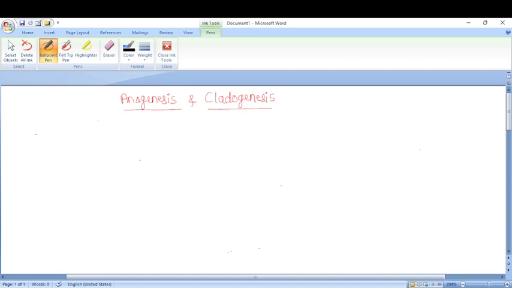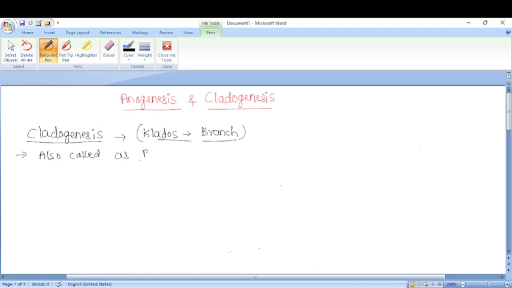Now we'll see about cladogenesis. Second concept, cladogenesis. Clados means branch. Cladogenesis is also called branching evolution.